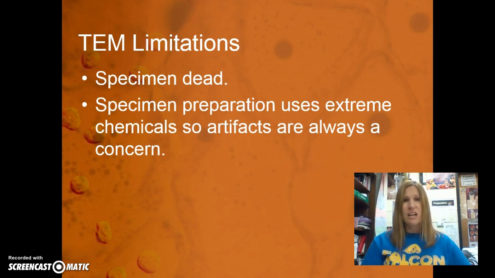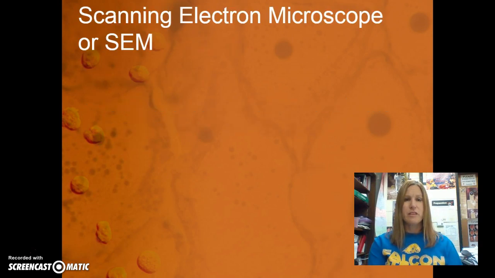Now, what's an artifact? Well, if we're using these extreme chemicals, sometimes those chemicals place an image on the specimen that wasn't supposed to be there. So it's not really a part of the cell, and that little spot is due to the chemicals from the preparation.